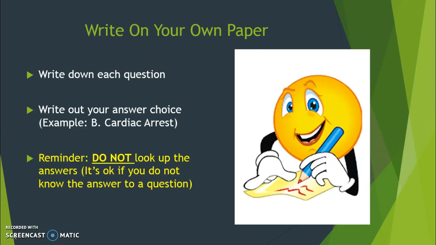Right now, if you have not already done so, please get out a sheet of paper and a writing utensil. On your own sheet of paper, write down each question. Then write out each answer choice. For example, record the letter and then write out your answer choice. For example, B, cardiac arrest. Reminder, do not look up the answers. It is okay if you do not know the answer to these questions.